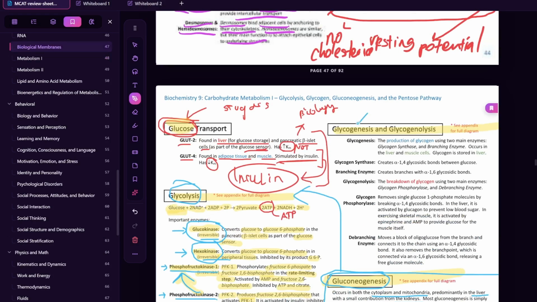Alright, so now glycogenesis and glycogenolysis. Glycogenesis is the production of glycogen, so your energy stores, or your fat stores. And they use two main enzymes, glycogen synthase and branching enzyme. And it occurs only in your liver and muscle cells. So glycogen is stored in your liver.